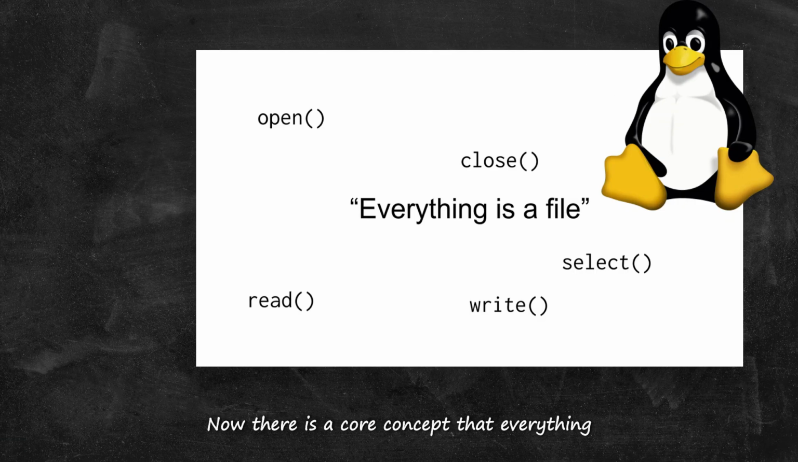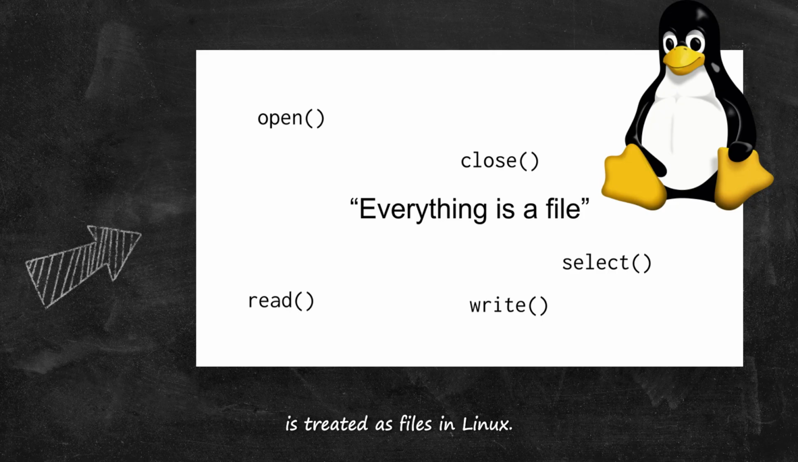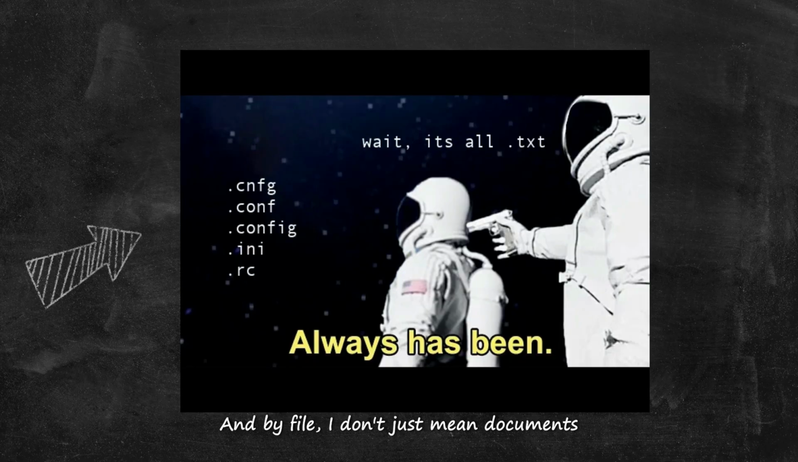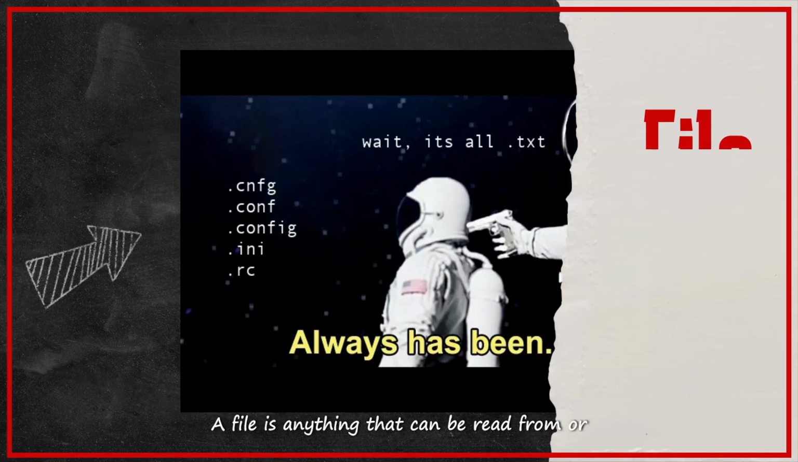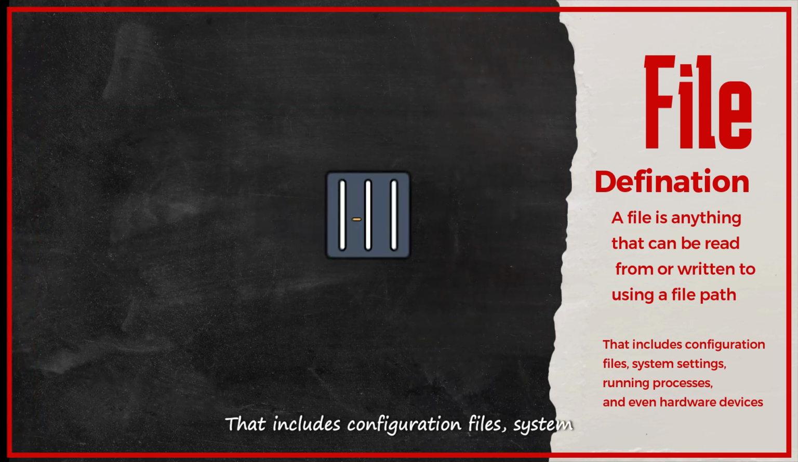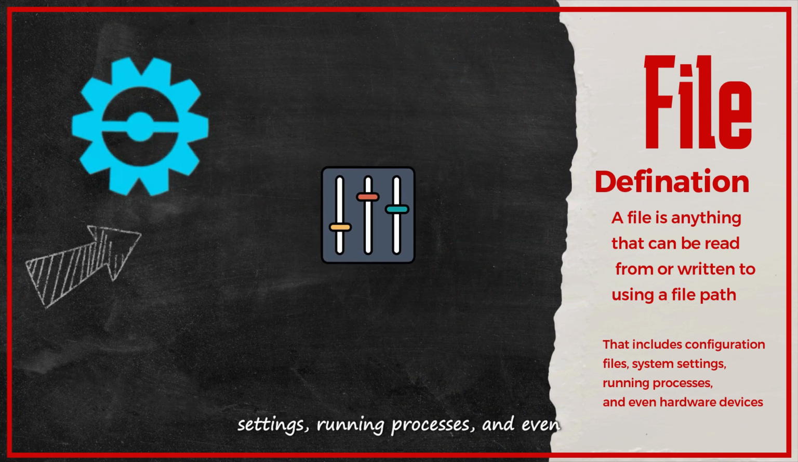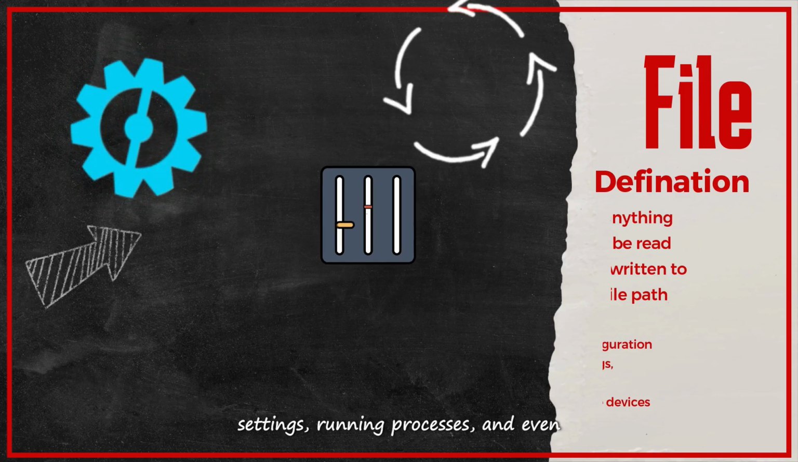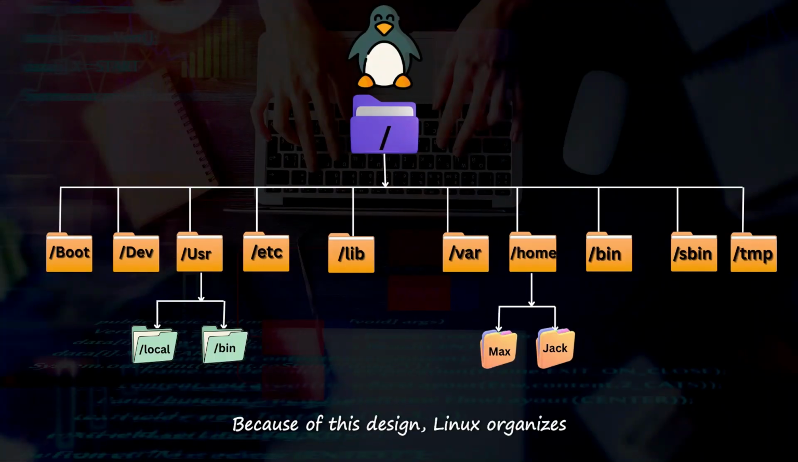Now, there's a core concept that everything is treated as a file in Linux. And by file, I don't just mean documents like the TXT extension or PDF extension. A file is anything that can be read from or written to using a file path. That includes configuration files, system settings, running processes, and even hardware devices. Because of this design, Linux organizes everything into specific directories.